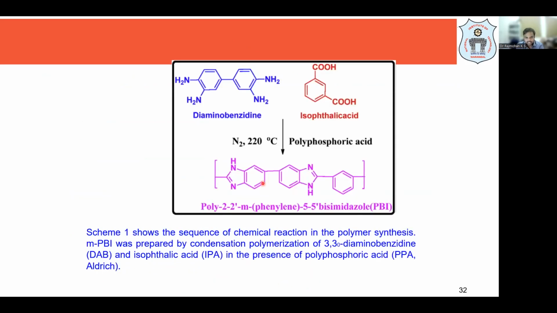This is the scheme of the reaction that is taking place in this MPBI preparation. That is, you have diaminobenzidine and isophthalic acid (IPA). So these two, under inert nitrogen condition at 220 degrees Celsius, are polymerized to produce this polymer. Okay, what is happening? The step-by-step procedure will be explained now.